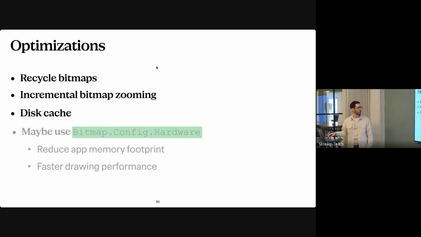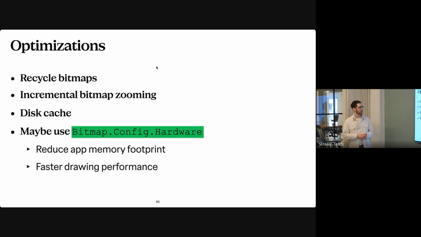And one last thing, and this is something I recently found out about, is that when you render a bitmap, you can choose to render it with this kind of hardware config. I'm going to talk about why it's beneficial in a bit, but basically what it does is it reduces the app memory footprint, and it results in fast drawing performance.